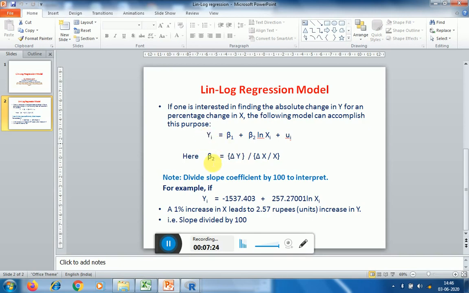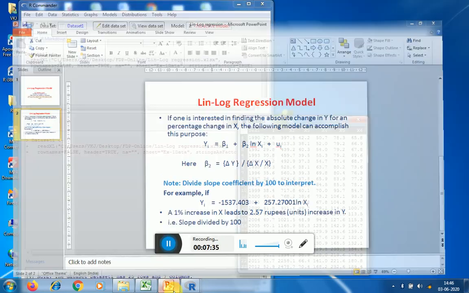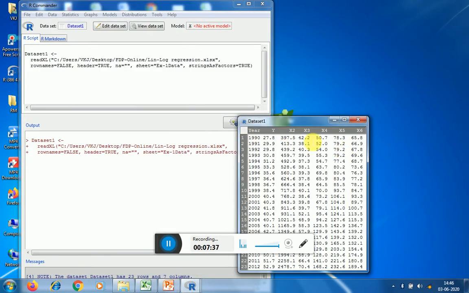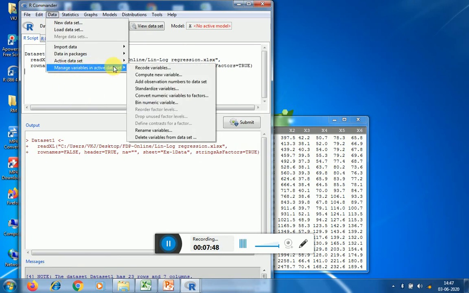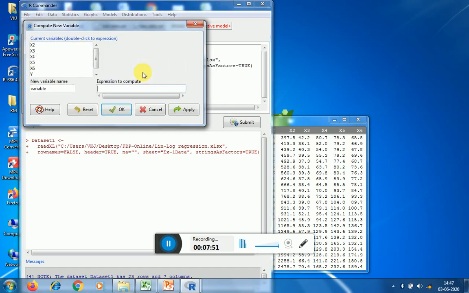So your dependent variable, response variable, will be in absolute terms, and all your x values will be in logarithmic terms. So let us first convert these simple variables into logarithmic function variables. For doing this, click on data, manage variables in active data set. First we'll convert all the x variables into logarithmic functions. So click on x2, write the new name of this variable as, say, ln x2 in short.